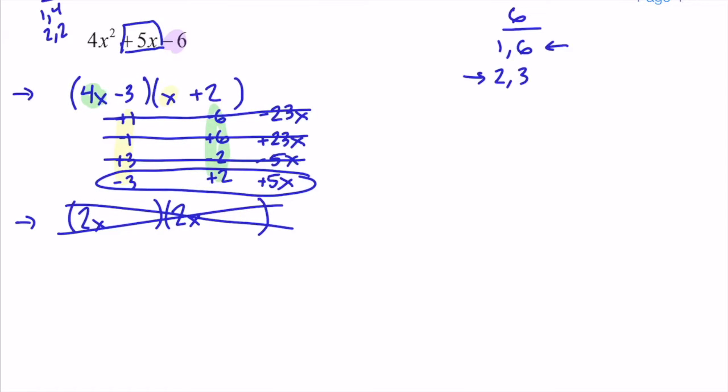And a quick check, all I got to do is check those inner terms, even though I just did that work. So the 4x times the 2 gives me 8x. Then the negative 3 times the x gives me negative 3x. Add those up, and you get the 5x, which was what our middle term was.